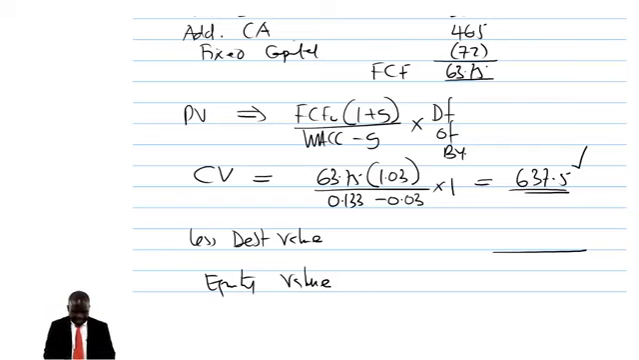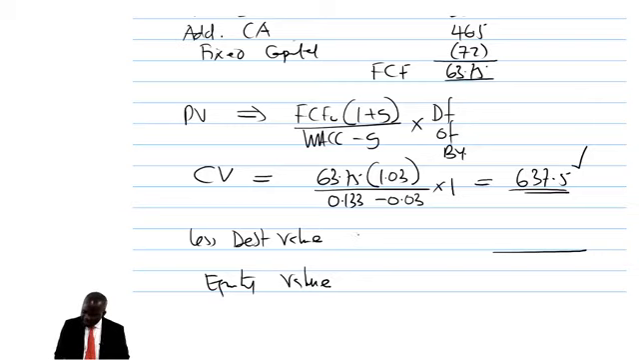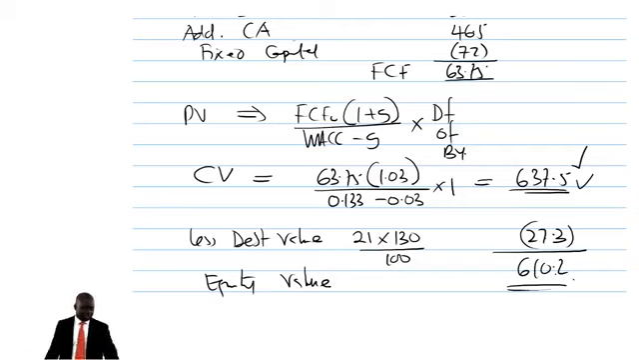Okay, what is the debt value? If you go to the question, the debt value they said is 21 with a market price of what? 130. So my market value of the debt will be the 21 multiplied by 130. Don't forget to divide by 100. So it's 2100 nominal multiplied by 130 divided by 100, and that is 27.3. So when I less it from the corporate value of 637.5, that will give me equity value of 610.2. Okay, so this is the free cash flow method.